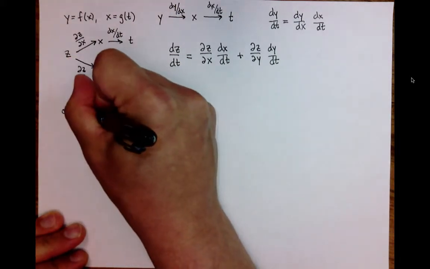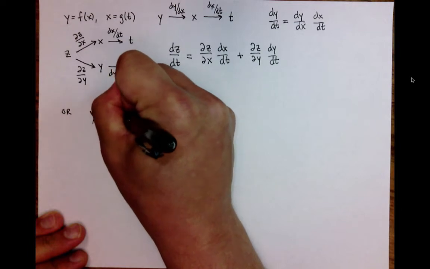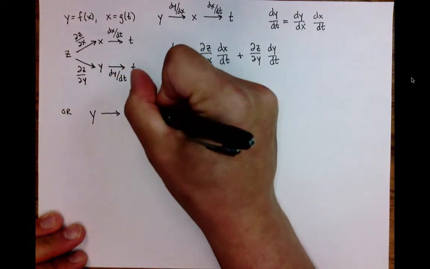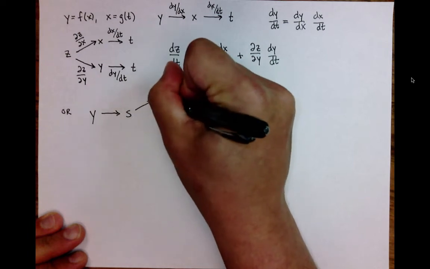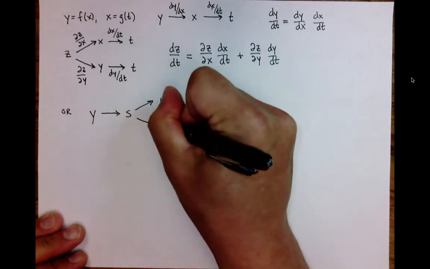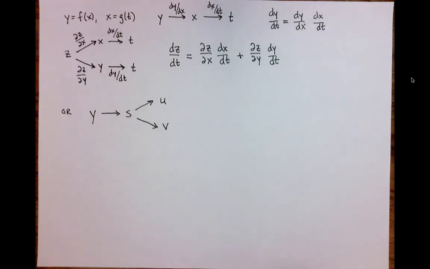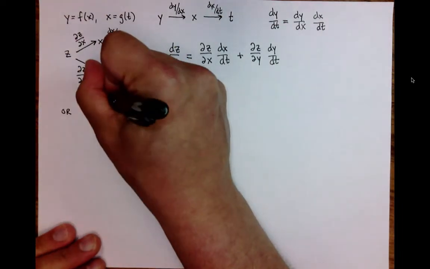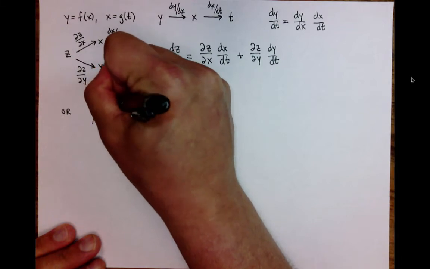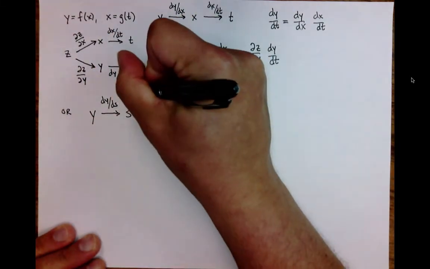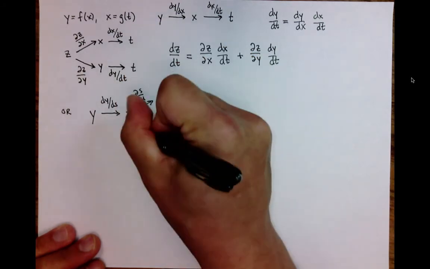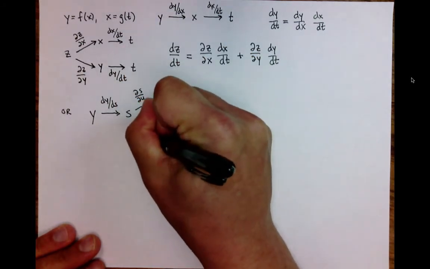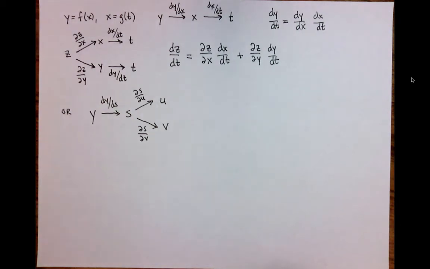Let's suppose that y depends directly on a variable s, and then s depends on two variables, u and v. Okay, y depends on only one thing, so I can write an ordinary derivative. But s depends on two things, so I have to write partial derivatives for s. y ultimately depends on two variables, u and v, so I have to talk about partial derivatives of y with respect to u and v.